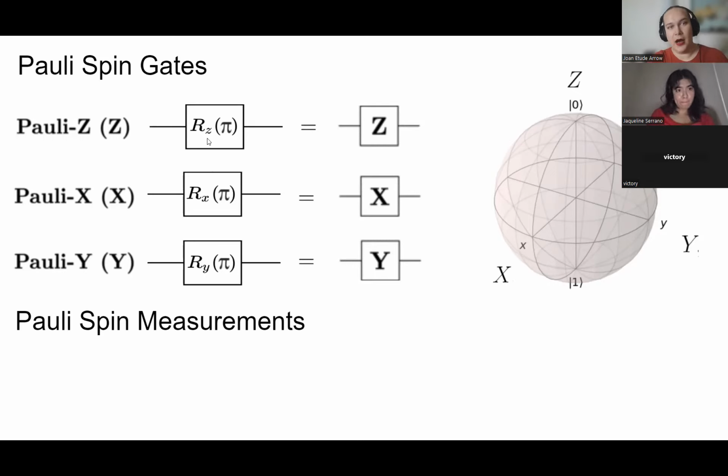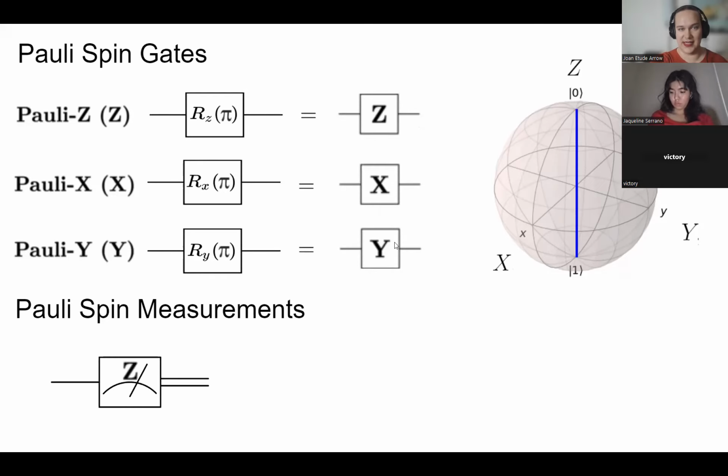So instead of writing r sub z of pi, which is a 180-degree rotation about the z axis, I'm just going to denote that as the Pauli z. And so again, we're talking about measurements in this section. These you can think of as measurements of magnetic spin of an electron. So that blue vertical line is a measurement of the z-axis. And on the bottom left corner, you can see how you would represent that in a quantum algorithm or in a quantum circuit.